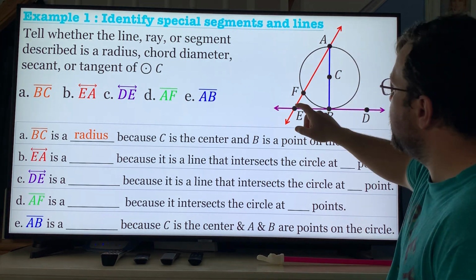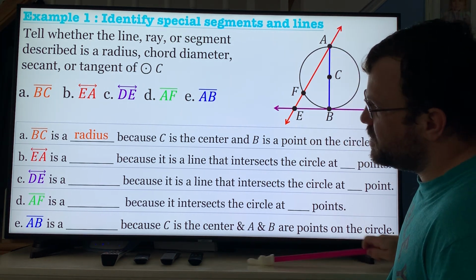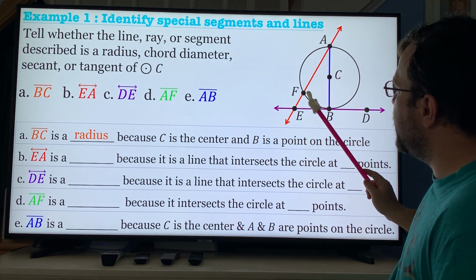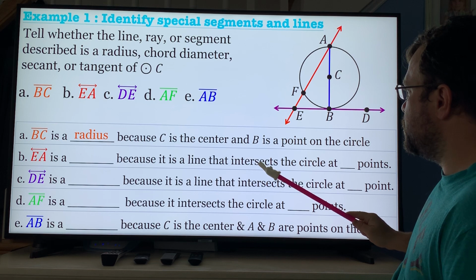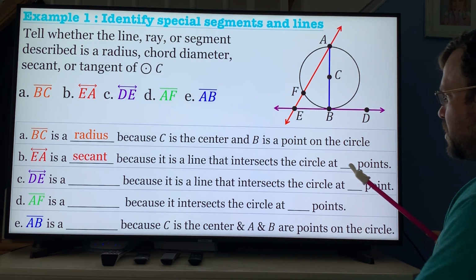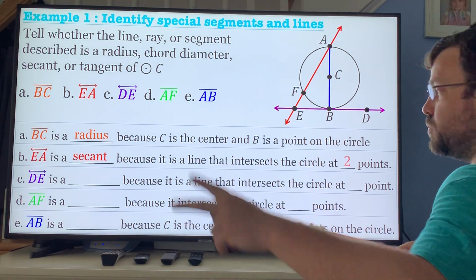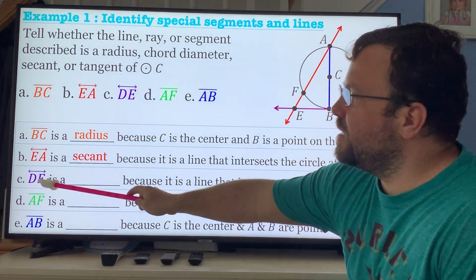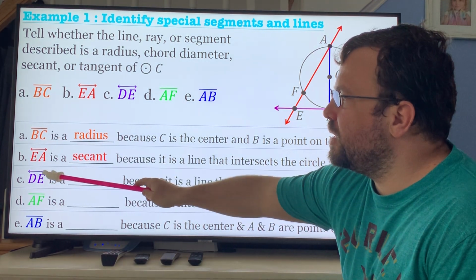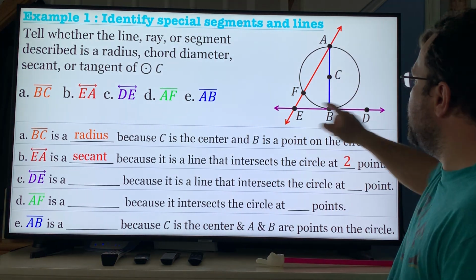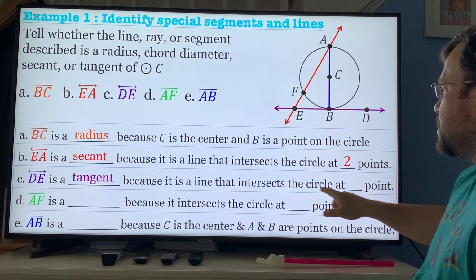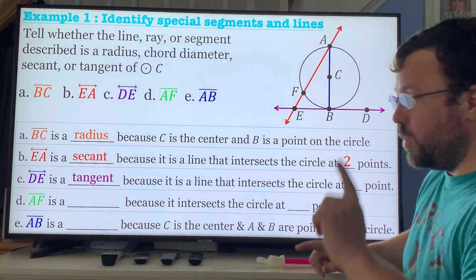EA, and what you see over it is the line symbol. So line EA hits the circle at 2 points, so it is a secant, because it intersects the circle at how many points? 2 points. All right. DE, line DE. See the line above that? So line DE hits the circle at 1 point, so it is a tangent, because it is a line that intersects the circle at, as I just said, 1 point.